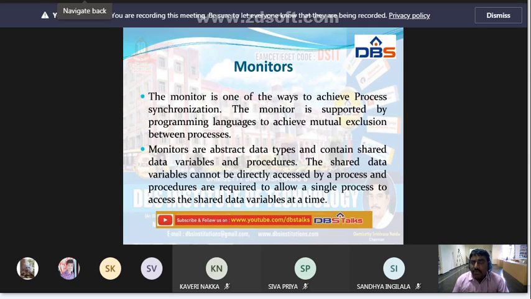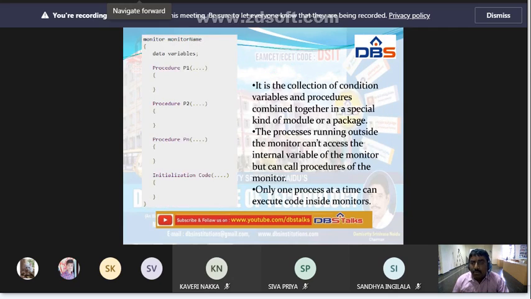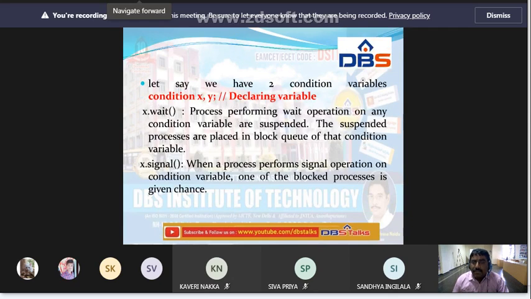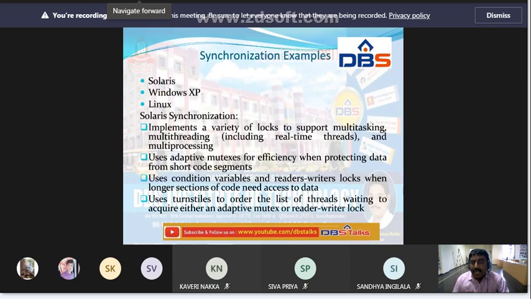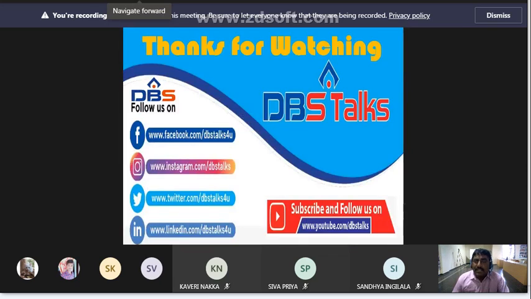Next topic is monitor. We are going to discuss the monitor concepts in the next class. In the next class we are going to see what a monitor is and how this monitor will work. Next one is synchronization example.